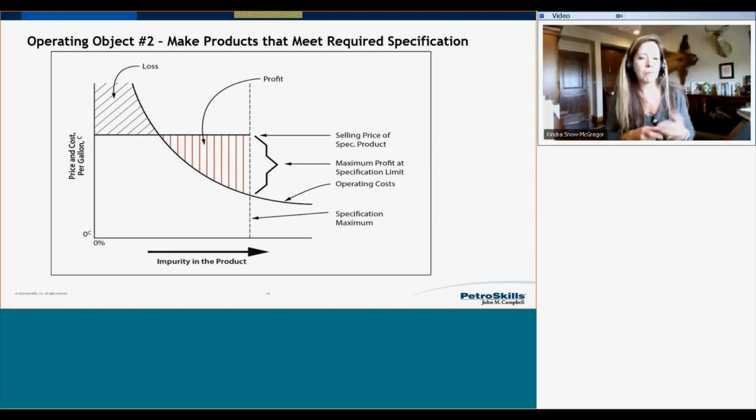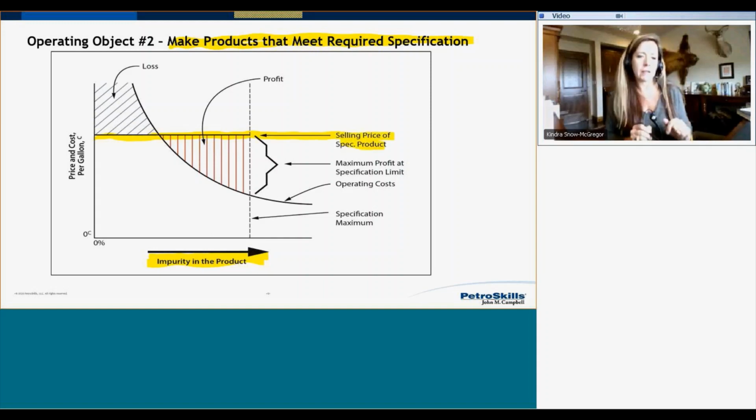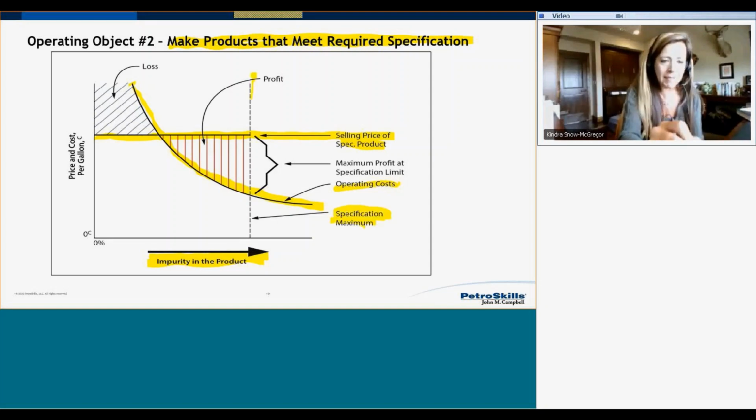As far as operating objective number two, really what I want to do is make products that meet the required specification. And what I'm showing here is my increasing impurity in the product. And you can see here is the selling price of my spec product. And notice this curve right here is my operating cost. And so what I want to do is maximize the acceptable amount of impurity in my product, i.e., another way to say it, do not over purify.